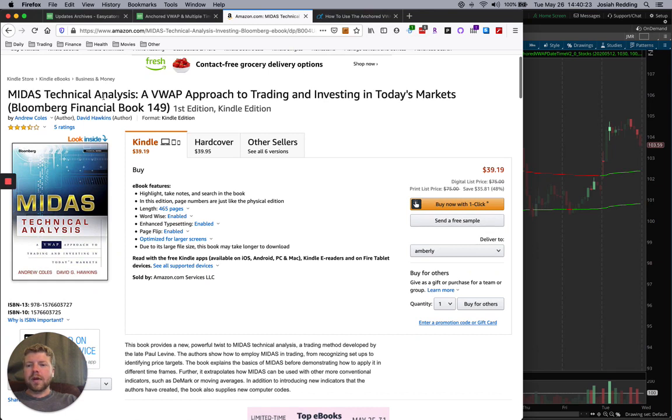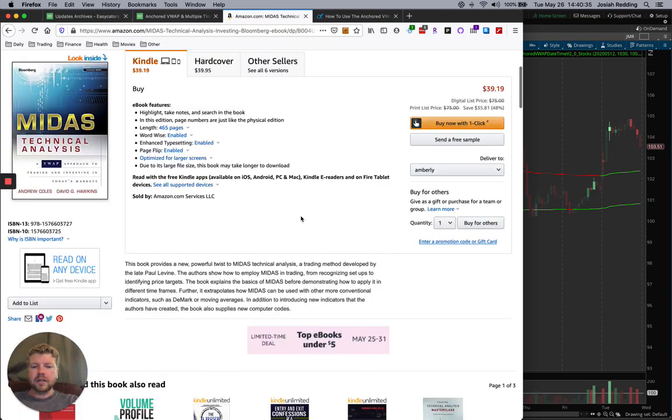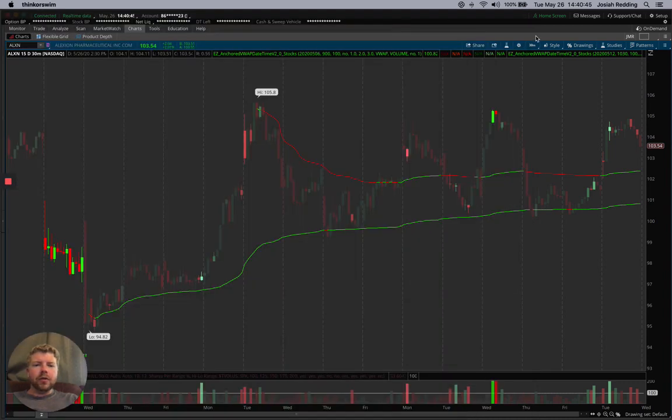You can see here in this book, Midas Technical Analysis, a VWAP Approach to Trading and Investing in Today's Markets. This particular book I read a while back, and it promotes a similar concept. I don't know if this is where Brian learned about the concept or not, but if you're interested in reading more about it, you can check out that book. The Midas lines are calculated just slightly differently than a normal VWAP line, but almost too little of a difference to matter. But I have put together an indicator that will accomplish both of those.